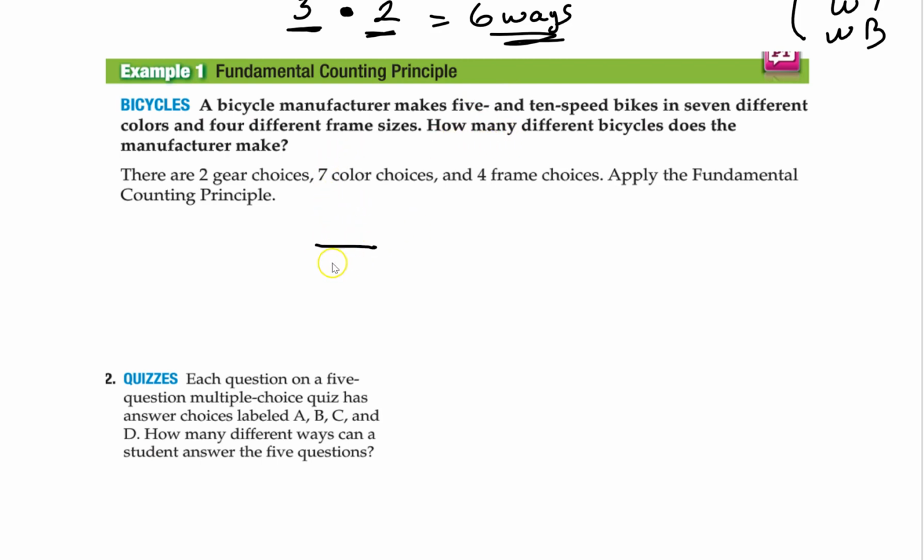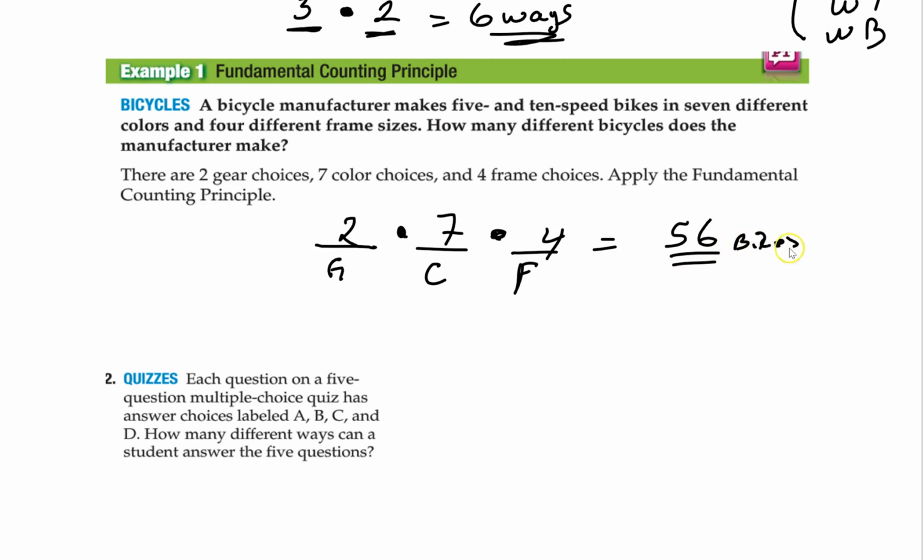So, like I said, our gear choices, I got 2 gear choices. I have 7 colors. And I have 4 frame choices. So if I'm figuring how many different bikes they make, you just multiply them all together. 2 times 4 is 8. 8 times 7, 56. I hate multiplying those 2 numbers though, but whatever. Get over my fear. So 56 different bikes they sell. And that's the idea. Have this many options, that many options, that many options, multiply them together.